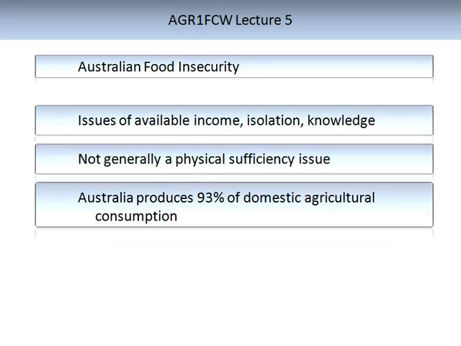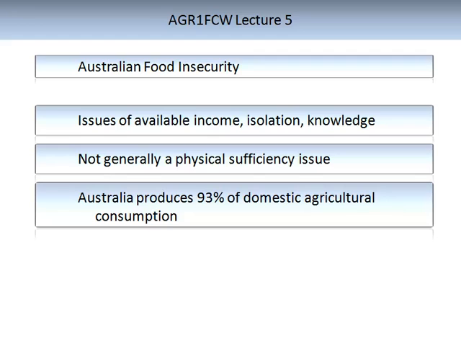For Australia, the issues leading to food insecurity tend to be around the following: available income, isolation and/or knowledge, not generally a physical sufficiency issue.